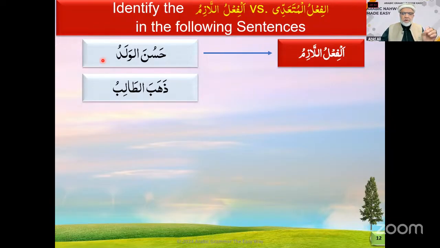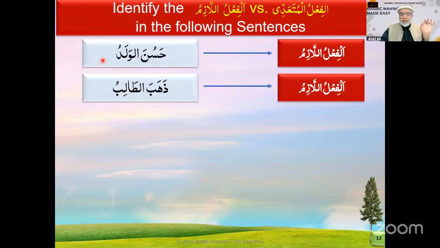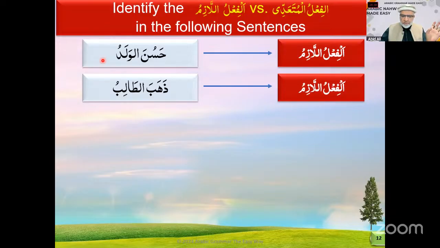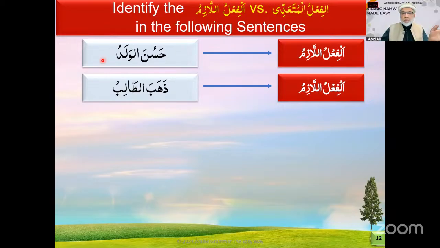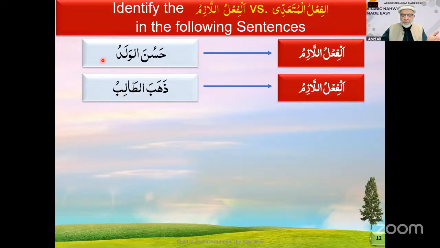Is this fi'lul lazim or fi'lul mutaaddi? Fi'lul lazim, mashallah. Why? Because there is a subject, and there is no object. We said the student went. Now, you may think about where did he go, and what will be the answer? He went to the school, right? Or he went in the house, right? Something like that.